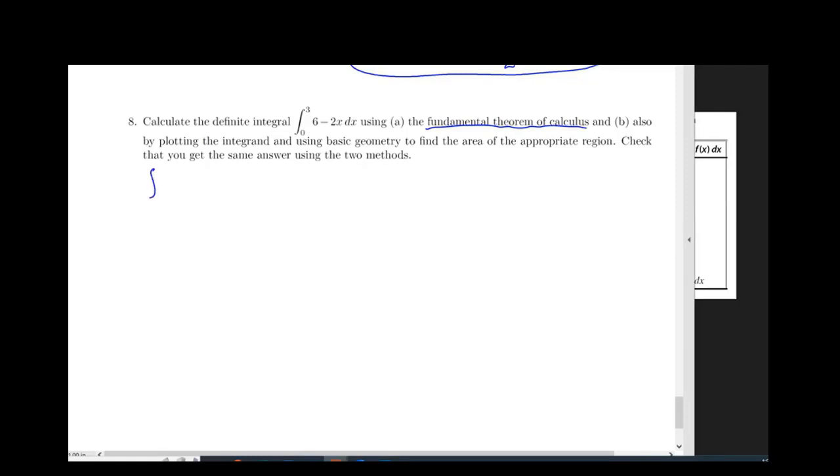I'm going to integrate this from 0 to 3 of 6 minus 2x dx. So this is equal to 6, and this is really like 1 dx. The antiderivative of what gives you 1? Do you remember? Because we've done it a bunch of times today.